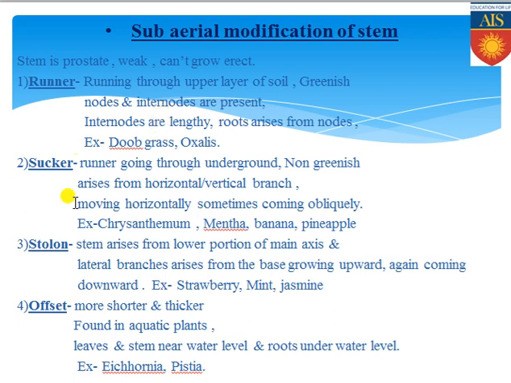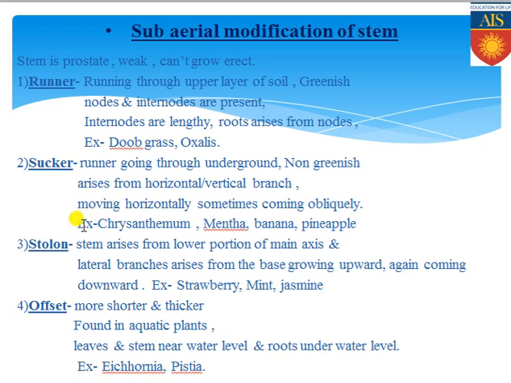Coming to the stolon, stolon is a kind of subaerial modification where you can see two plantlets or plant-like bodies present separately. From the node of one specific plant body, one small stem is arising, and then it gets connected to the node of another plant body which is present just beside the previous one.